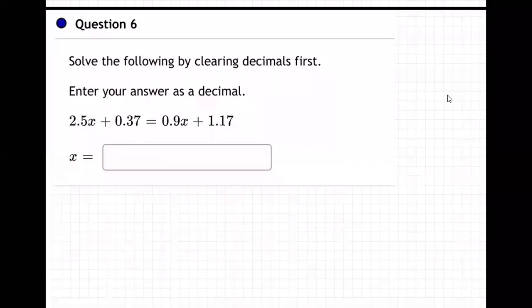Okay, so it says solve the following by clearing decimals first. In your answer, I'm going to ignore that. I'm not going to do that. I'm just going to do the problem regular. So here we go.